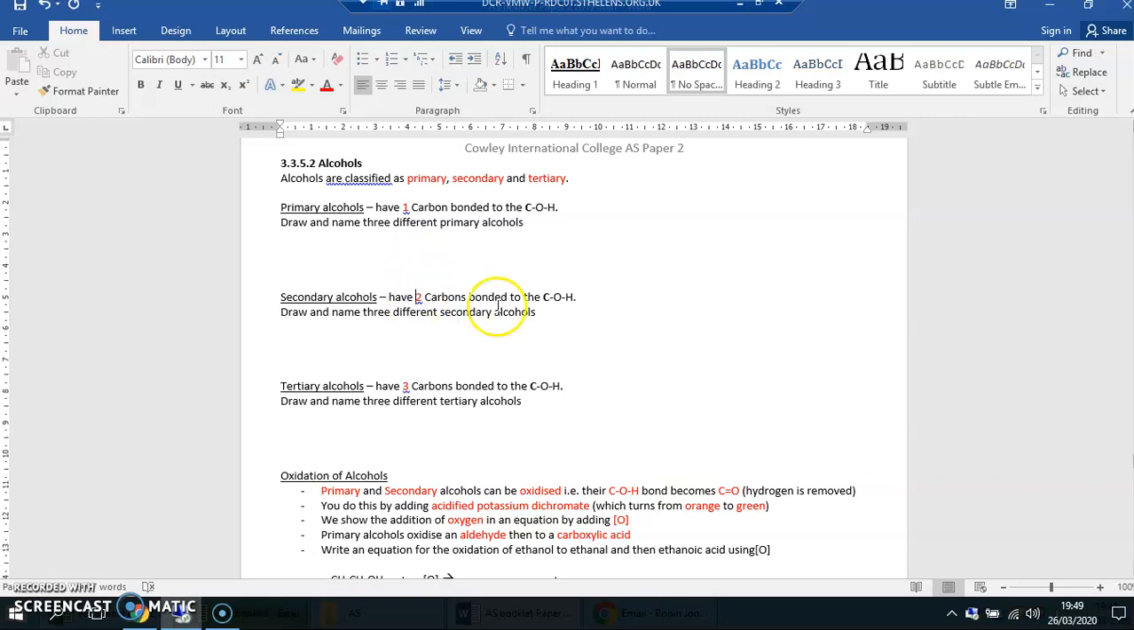A secondary alcohol has 2 carbons bonded to the C with the OH. In other words, the OH is bonded not at the end but somewhere in the middle of a chain. Something like propan-2-ol, butan-2-ol, pentan-2-ol, or even pentan-3-ol.